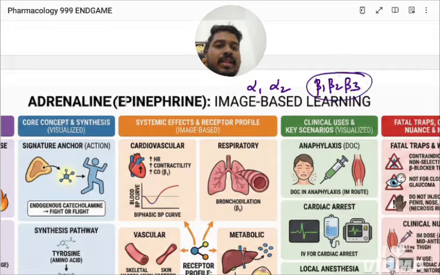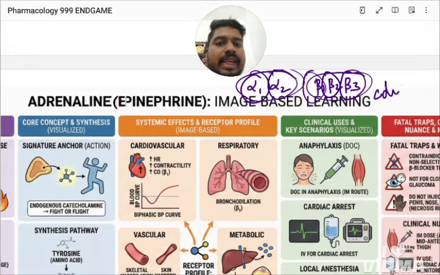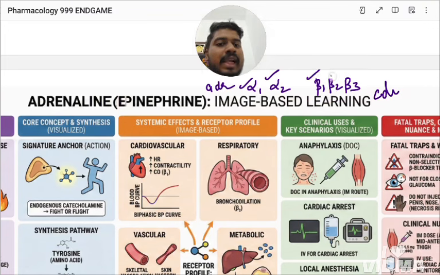These are the sympathetic receptors. Okay, that is the sympathetic system receptors. Adrenaline receptors. Now out of alpha 1, alpha 2, beta 1, beta 2, beta 3, ADR acts on alpha 1, alpha 2, beta 1 and beta 2.